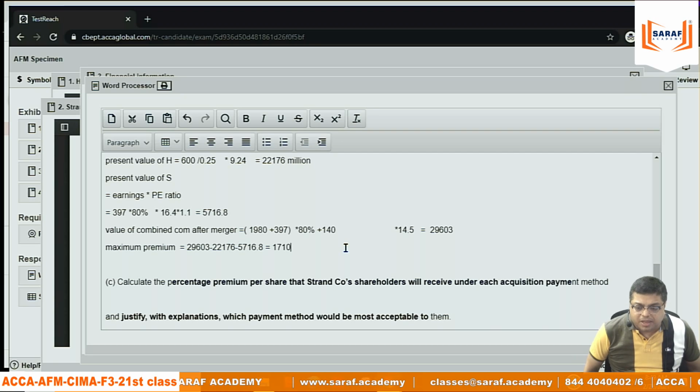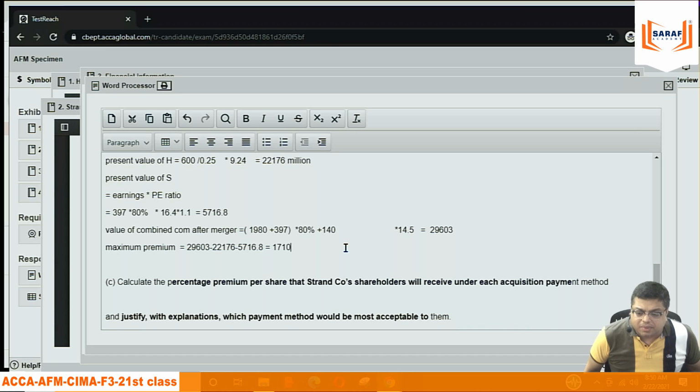Calculate the percentage premium per share. Calculate the percentage premium per share that S company shareholder will receive under each acquisition payment method, and justify with expectations which payment method would be most acceptable to them? So first is calculate the percentage premium per share that S company shareholder will receive under each acquisition payment method.